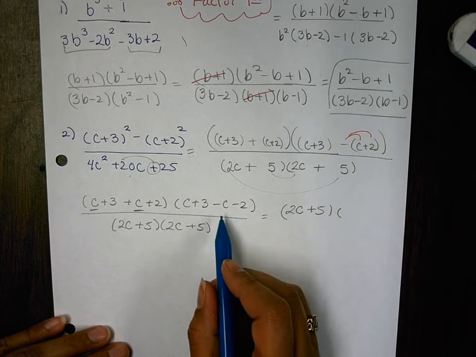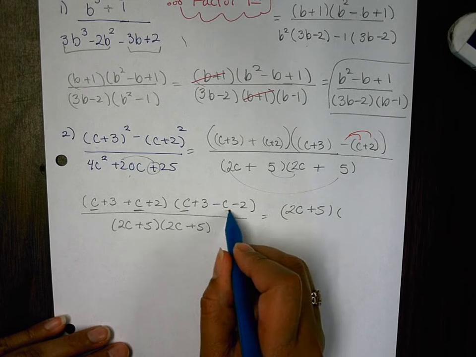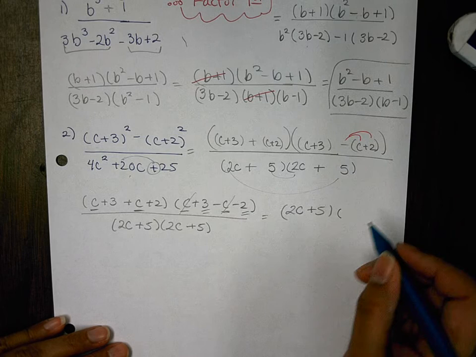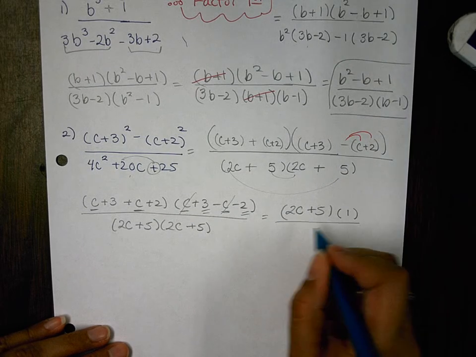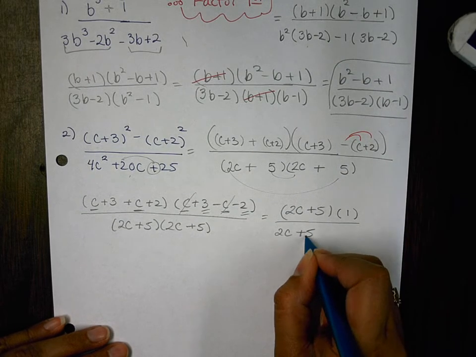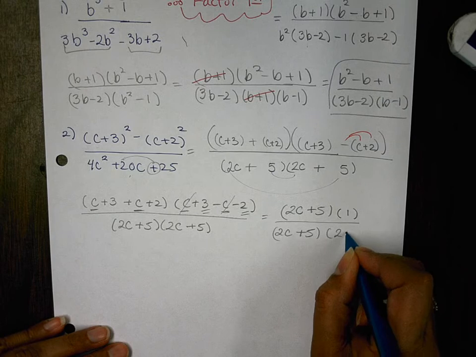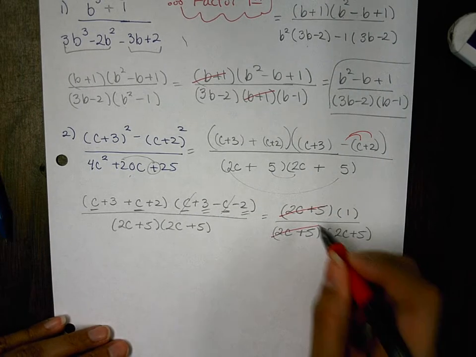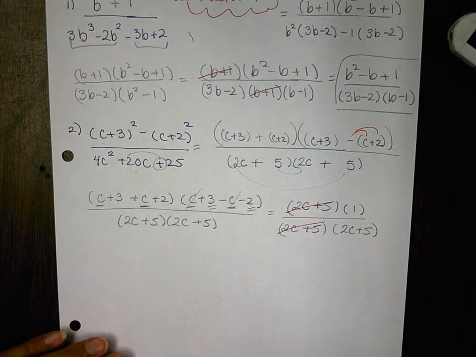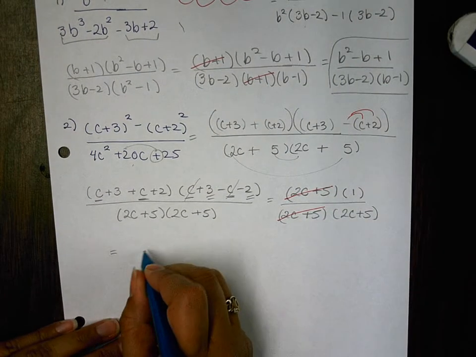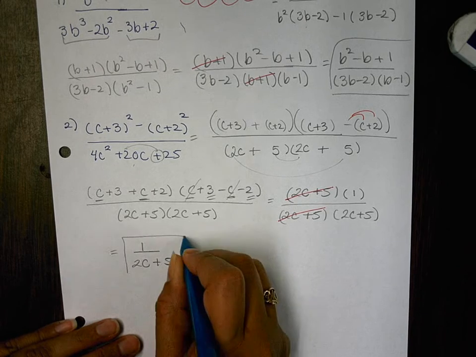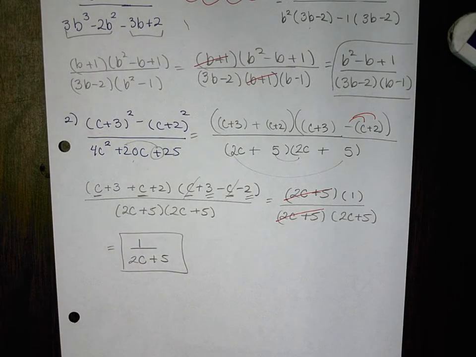And let's see, the c's cross out. Do you see that here? And then positive 3 and negative 2 is positive 1. And then 2c, I can see it's going to reduce, so instead of writing it as quantity squared, I'm just going to write it out and then just reduce it here. And finally, we are left with 1 over 2c plus 5 as our final answer.